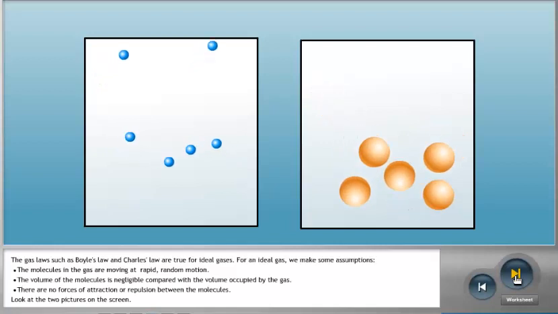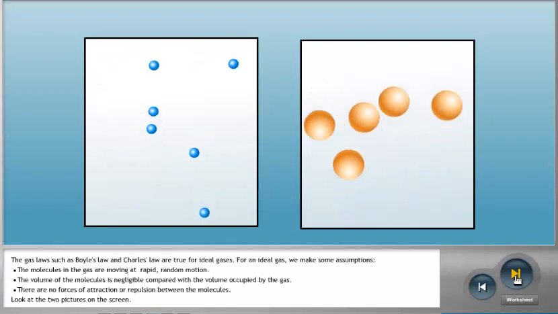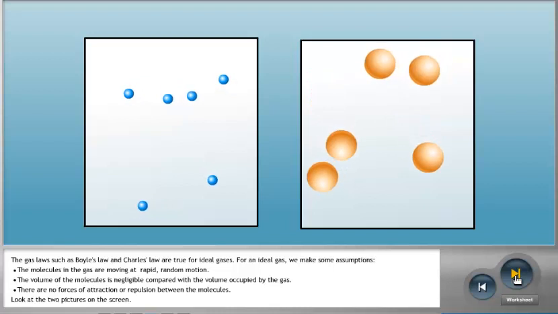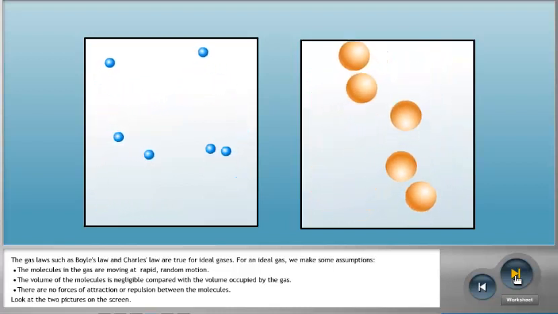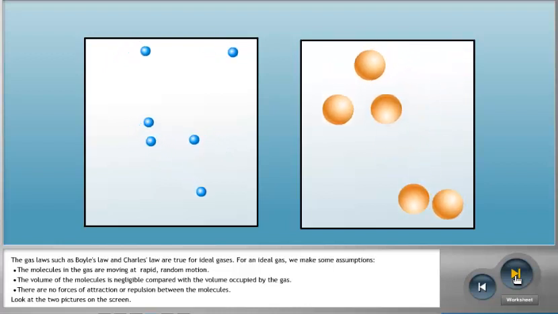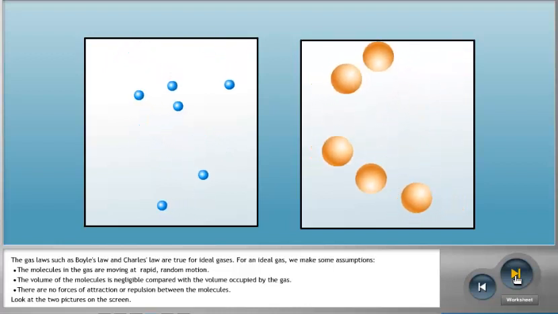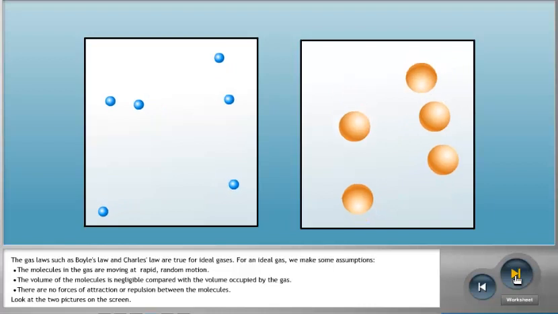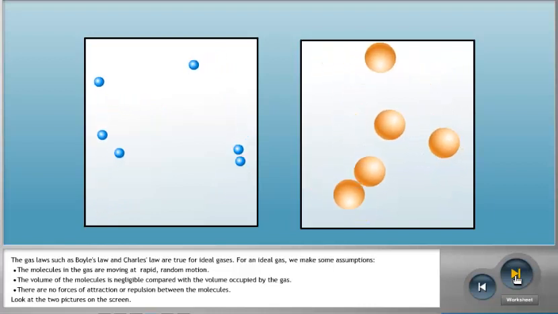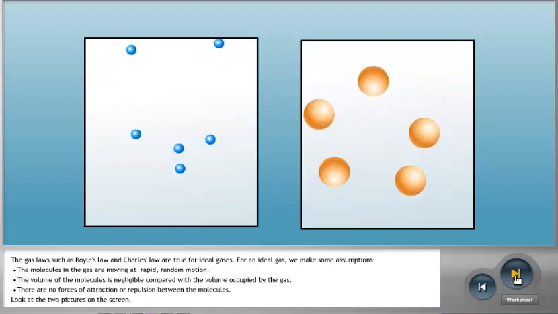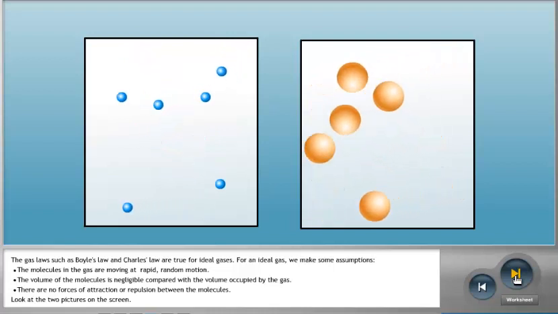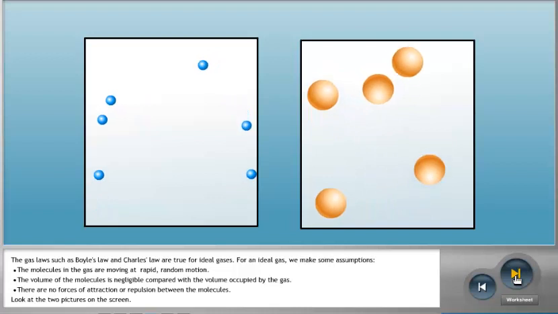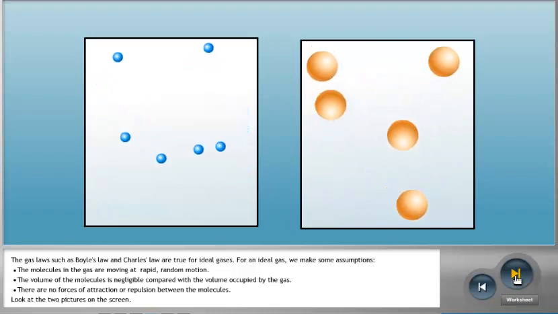The gas laws such as Boyle's law and Charles' law are true for ideal gases. For an ideal gas, we make some assumptions. The molecules in the gas are moving at rapid random motion. The volume of the molecules is negligible compared with the volume occupied by the gas. There are no forces of attraction or repulsion between the molecules.